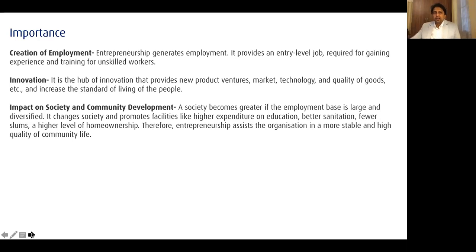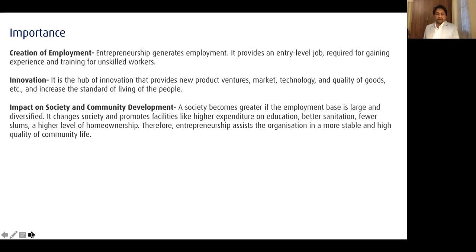So clearly, one is definitely about employment creation. What are the innovations? If you have a new product, what is the technology that it can create? How can it bring up the quality of the current delivery mechanism in such a manner that people start increasing their standard of living with that? And of course, definitely impact society and community development altogether.